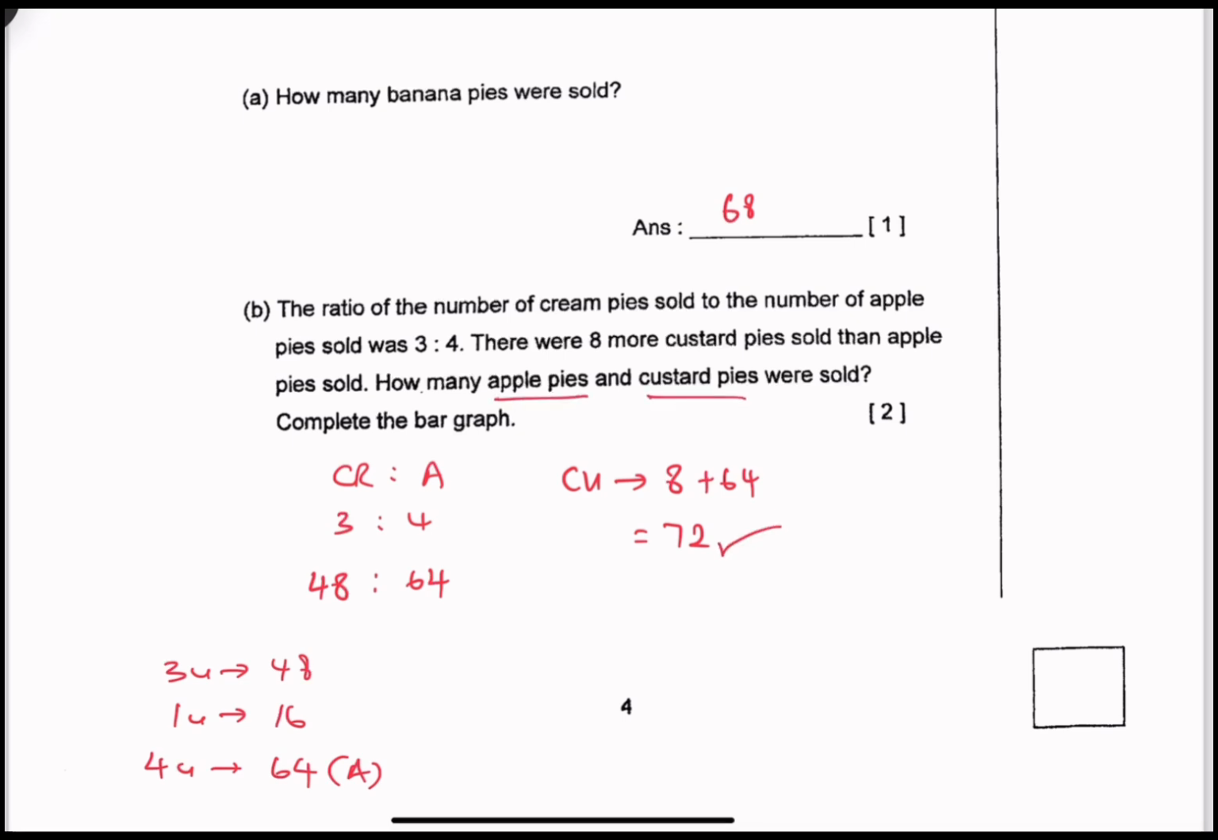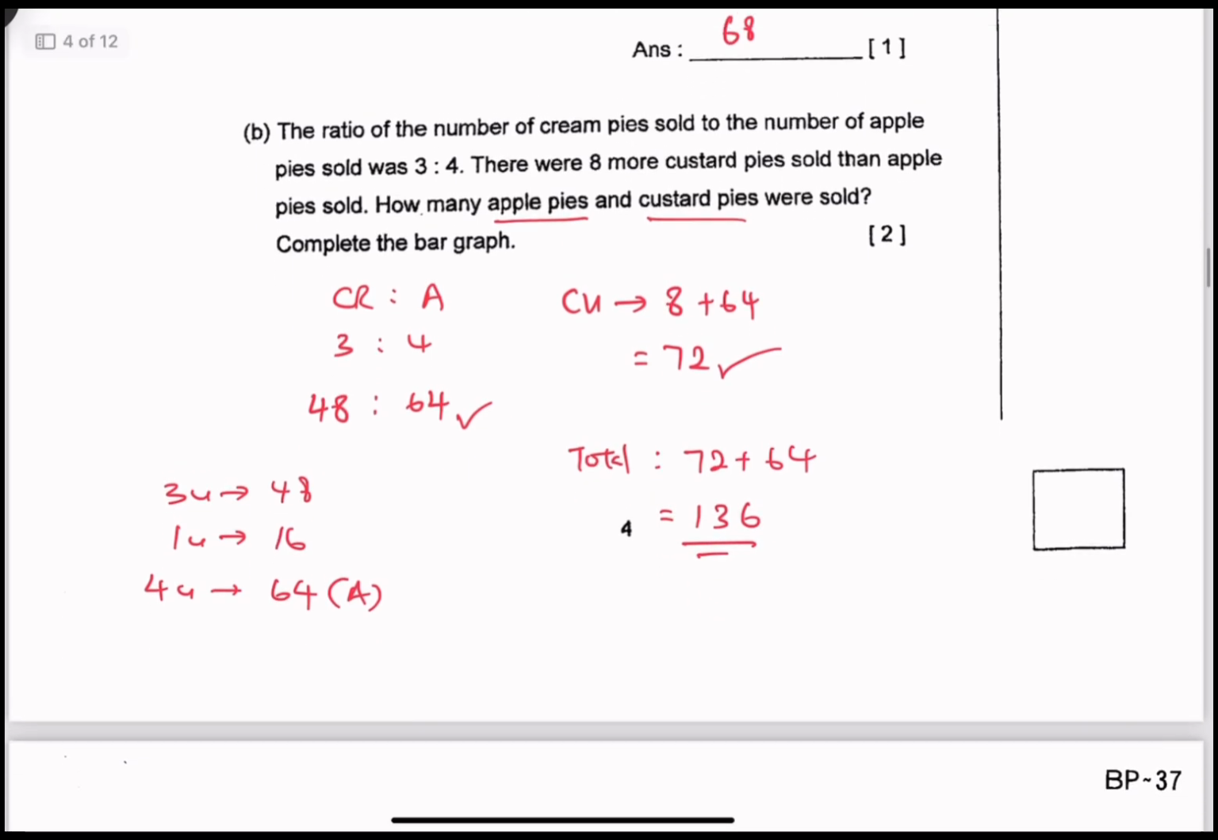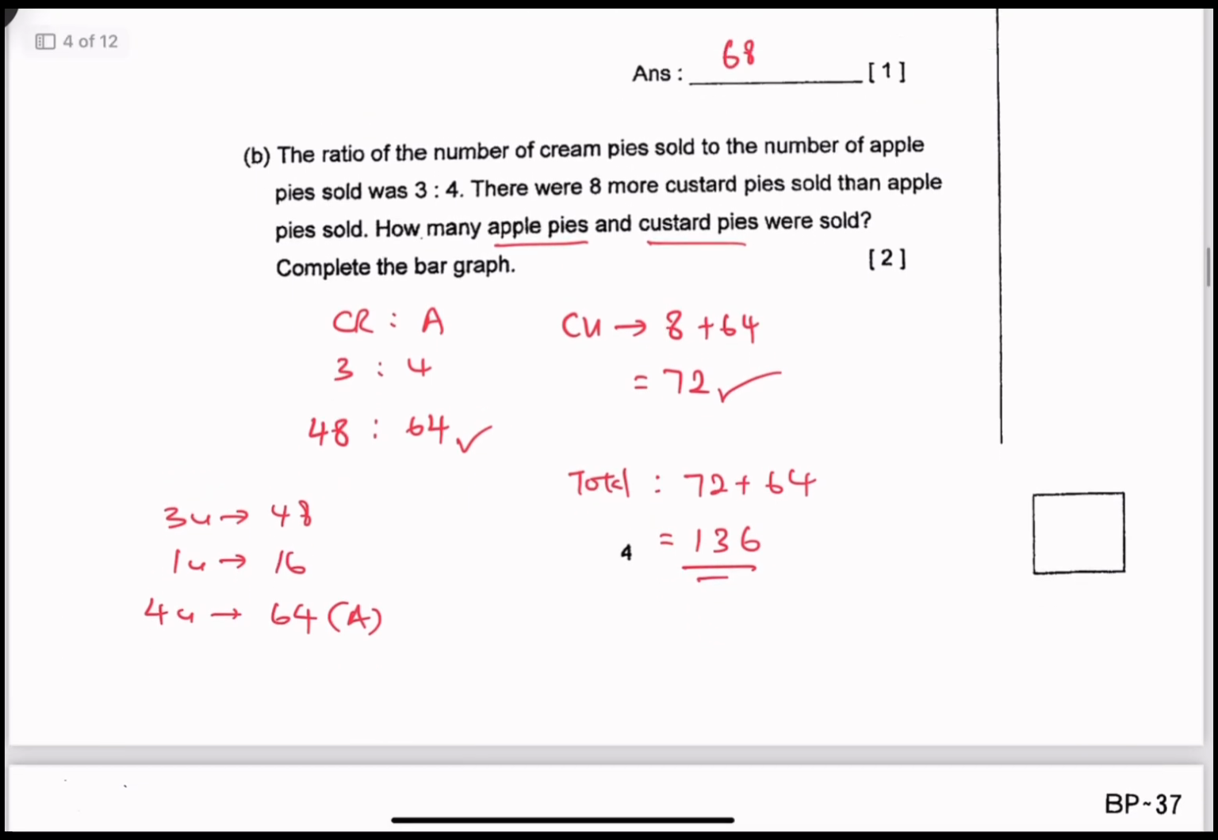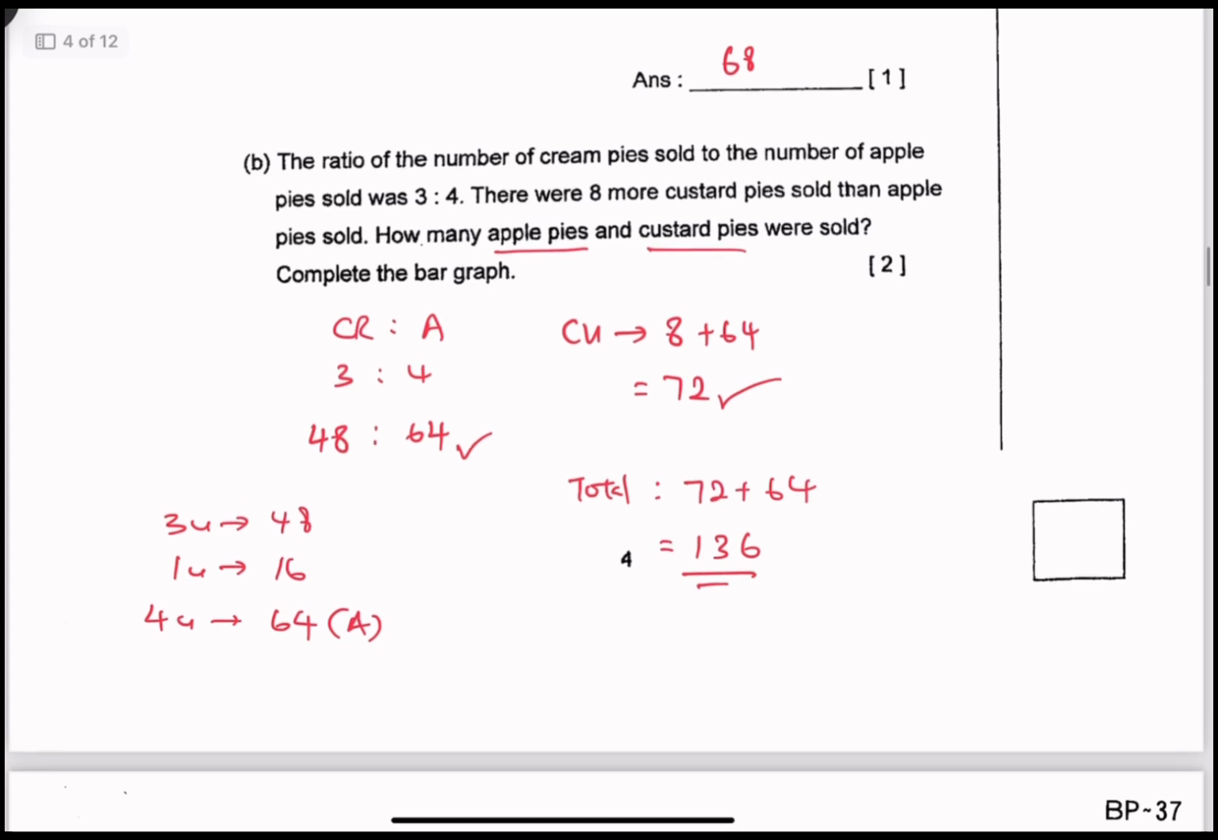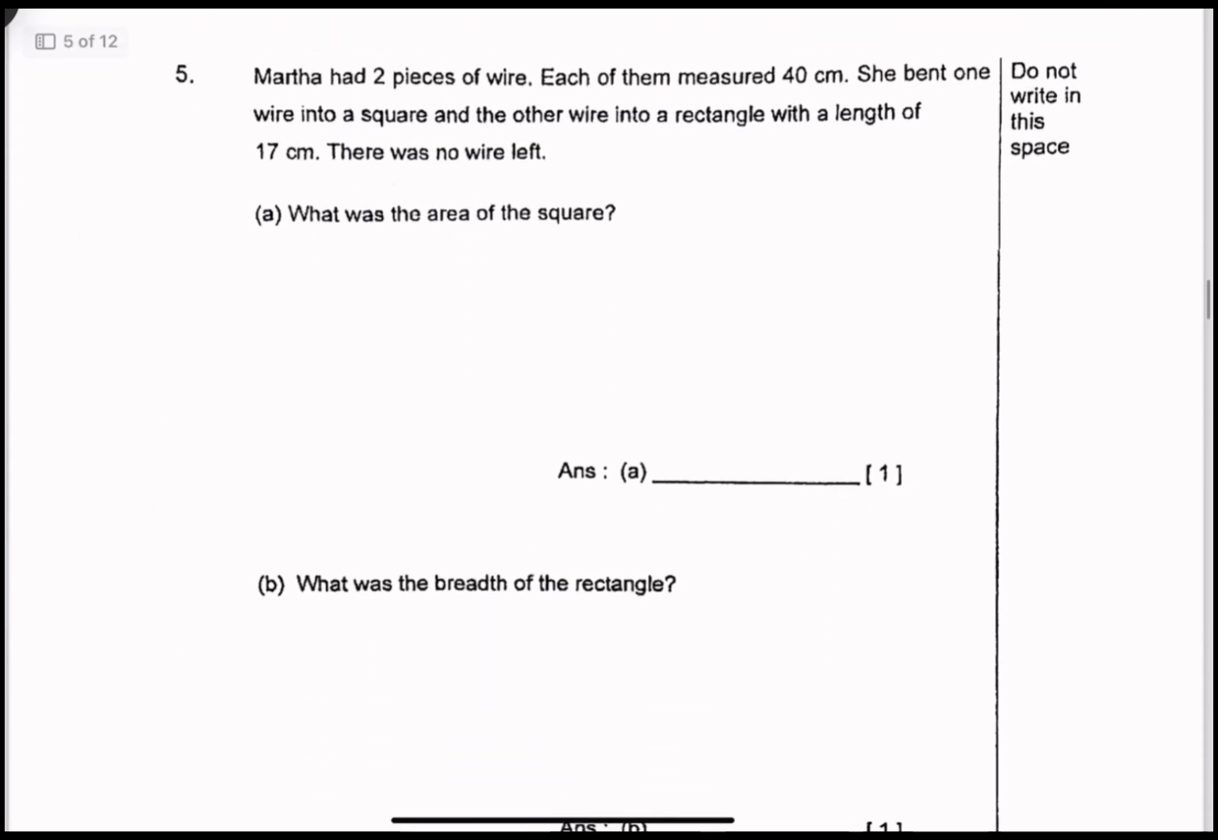So the question asks, how many apple pies and custard pies? Custard pie, you have this number. Apple pie, you have this number. So therefore the total is 72 plus 64. That will give you 136 as the answer. Alright, so always find out the label and write down some details. It actually gives you a clearer understanding. Okay, let's go on to the next question.